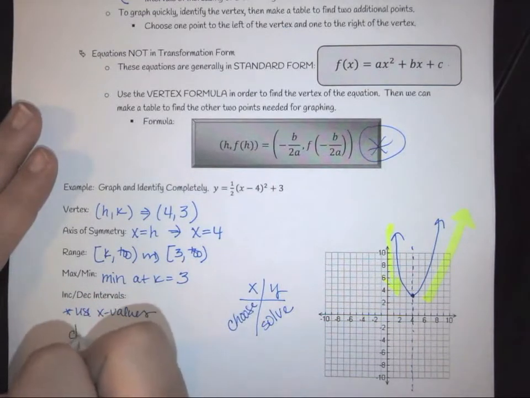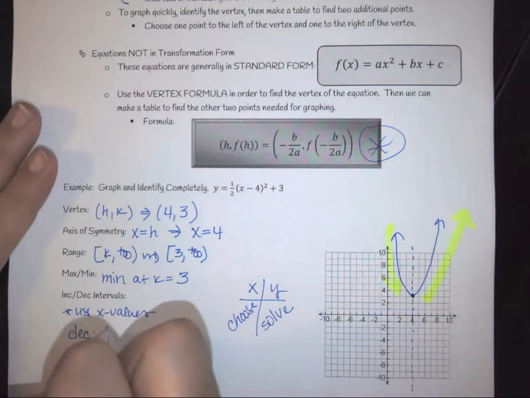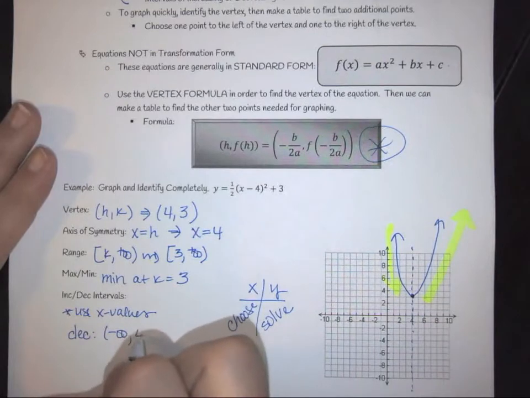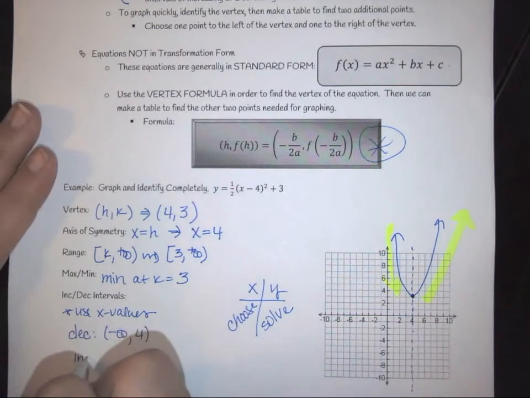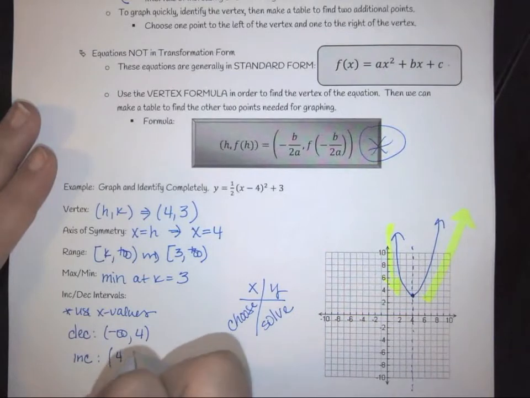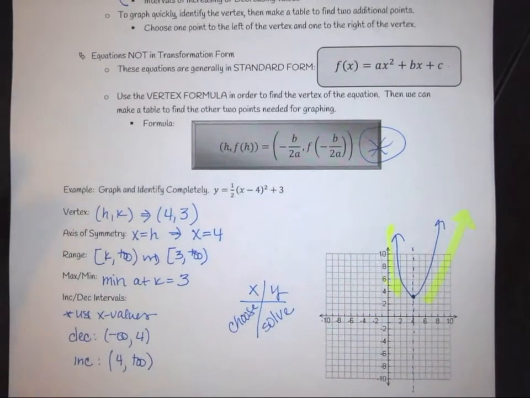So here we're going to start by decreasing. So we're going to decrease from negative infinity all the way up to that X value being 4. Then we change directions. So now we are increasing from 4 through to positive infinity. And that is everything that you have to be able to do in order to analyze that specific equation. Okay?